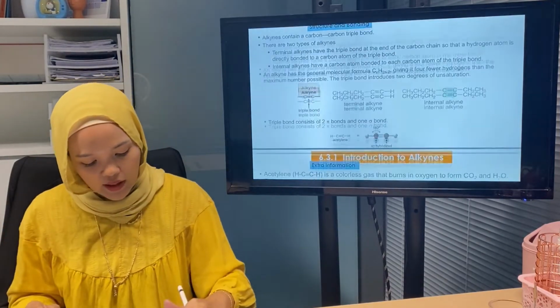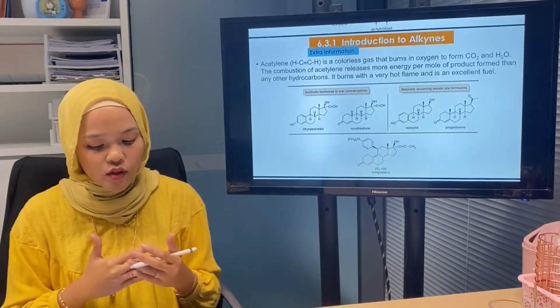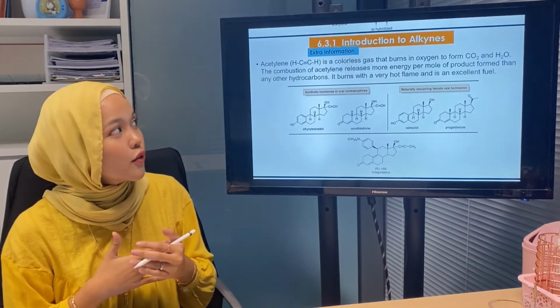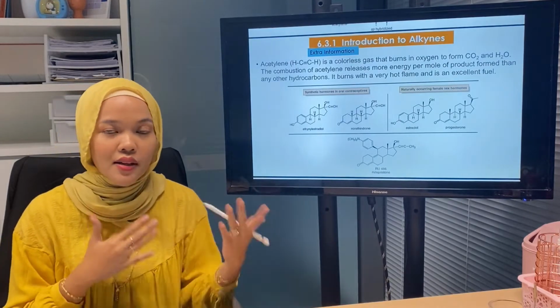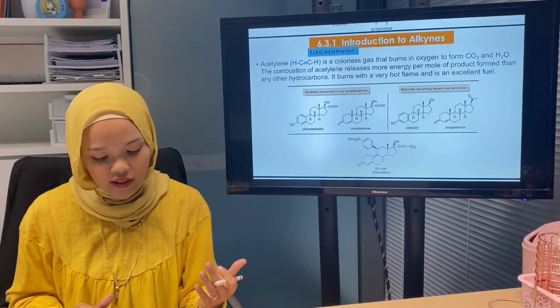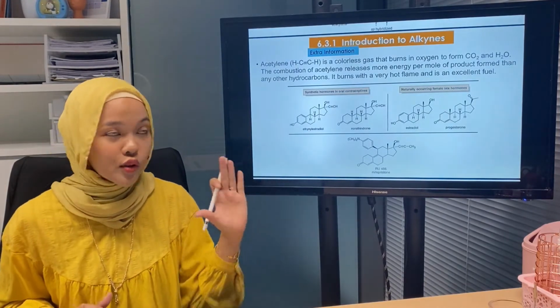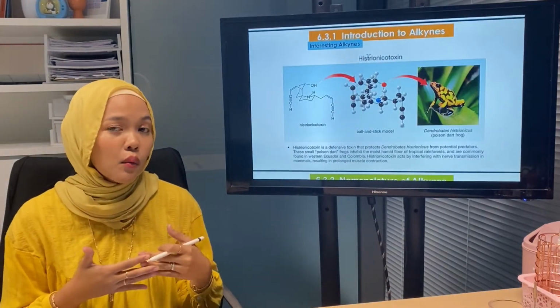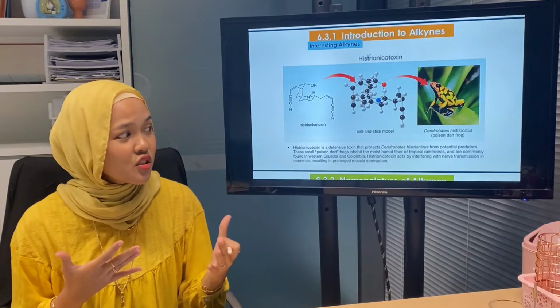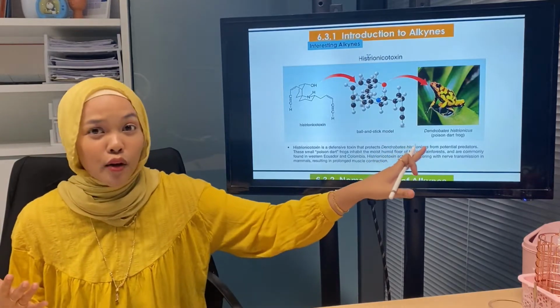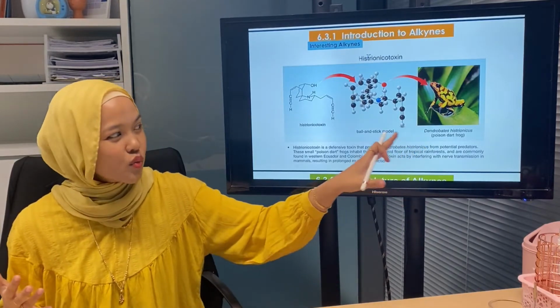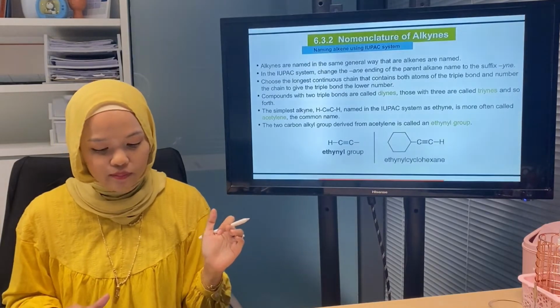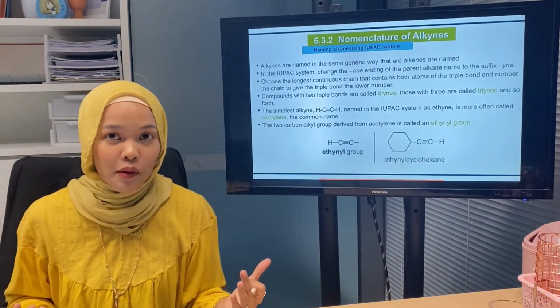Now with regards to the extra information here on interesting alkynes like acetylene, which is a good fuel, you can read it on your own. And this one as well, like where you can find alkynes in nature, such as in poison from frogs. So that's it for the introduction.